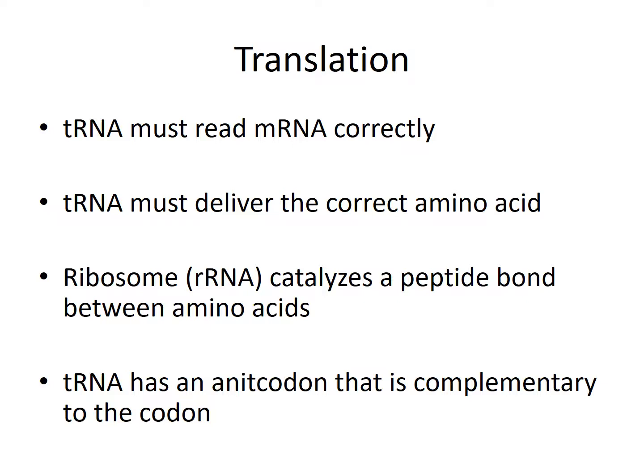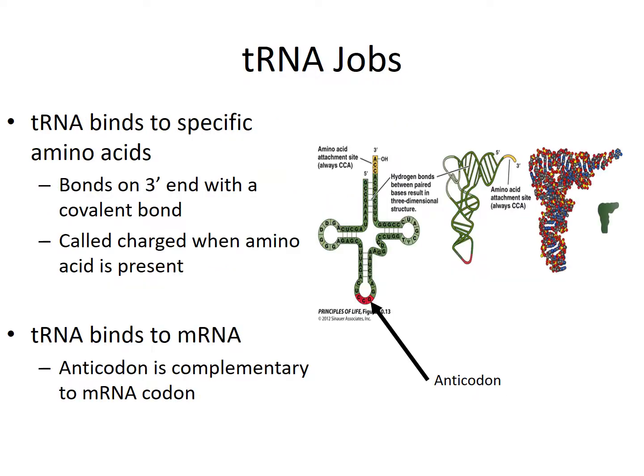So a tRNA can have multiple anticodons, but they always have to read the mRNA correctly, because the amino acid is always going to be determined by the mRNA codon, and that is very important information that people confuse quite often.